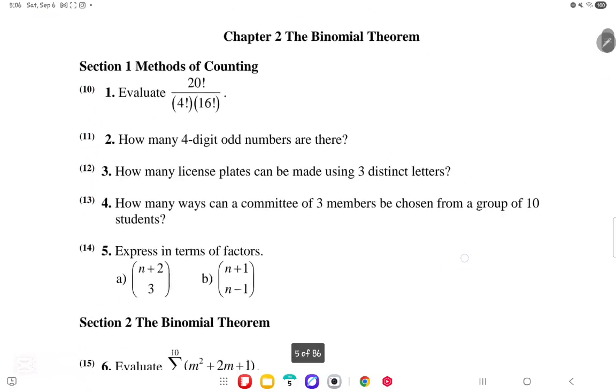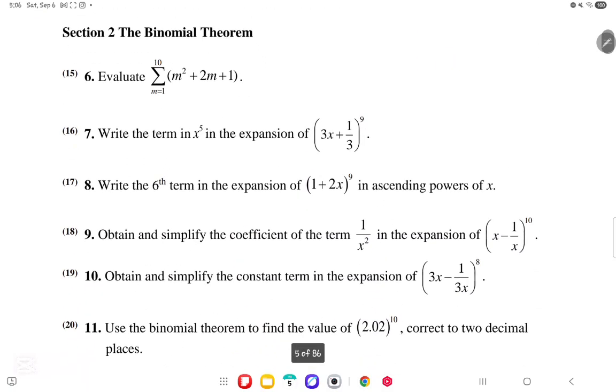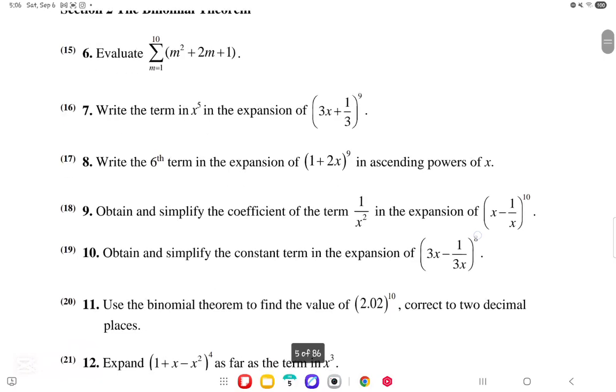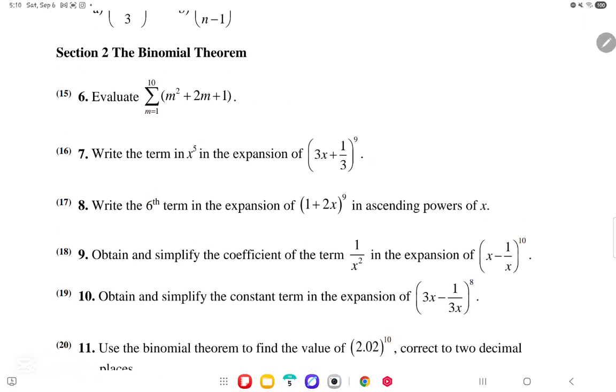That's section 2.1. Let's move on to section 2.2, the binomial theorem. I think we have until question 12. Now, for question number 6, what did they tell us? Evaluate this. If you have the function on the calculator, you do it. It's going to save you 50 seconds. If you don't have the function, or if it comes in the written part, this is how you're supposed to do it.